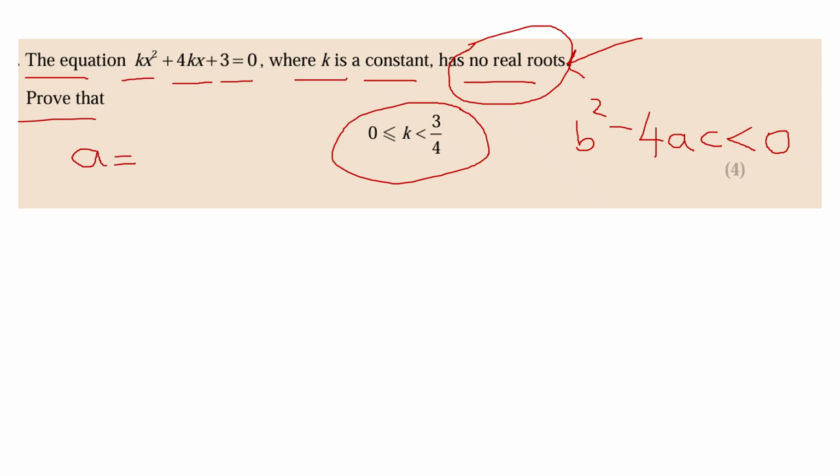A is the coefficient in front of x squared, so a equals k. b is the coefficient of x, so 4k. And then c is our constant term, in this case plus 3. So c equals plus 3.